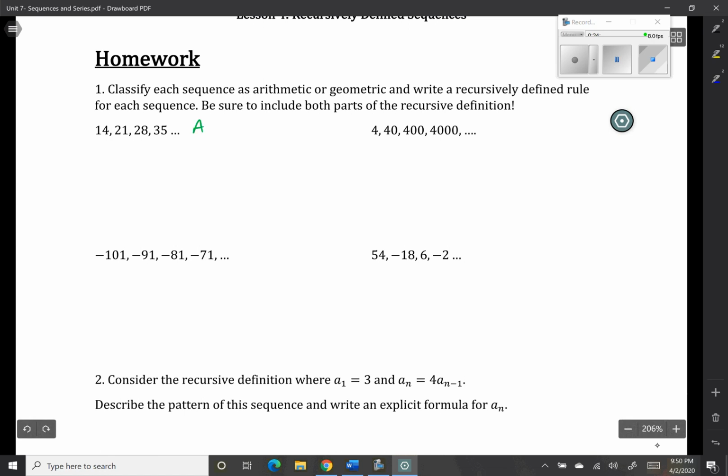So for this first one, this is an arithmetic sequence. So we'll just put an A next there for arithmetic. I'm going to say a sub 1 equals 14. And I'm going to say any term is equal to the previous term plus 7.